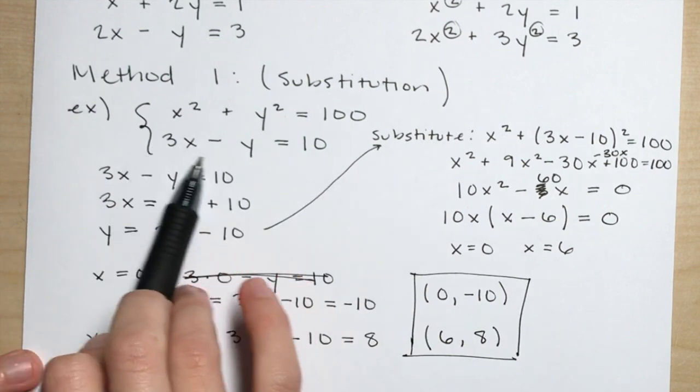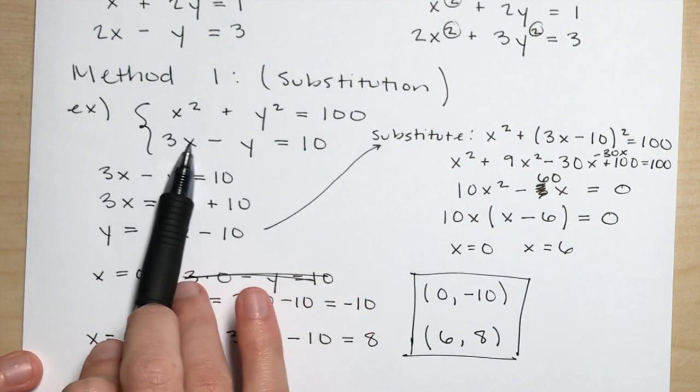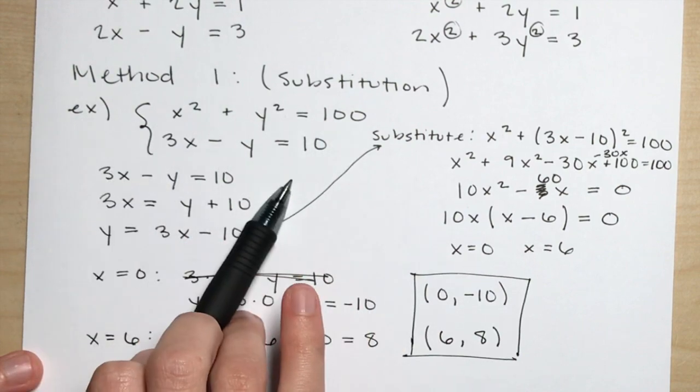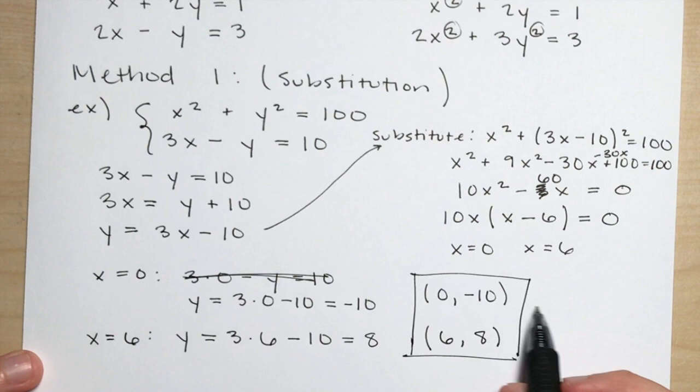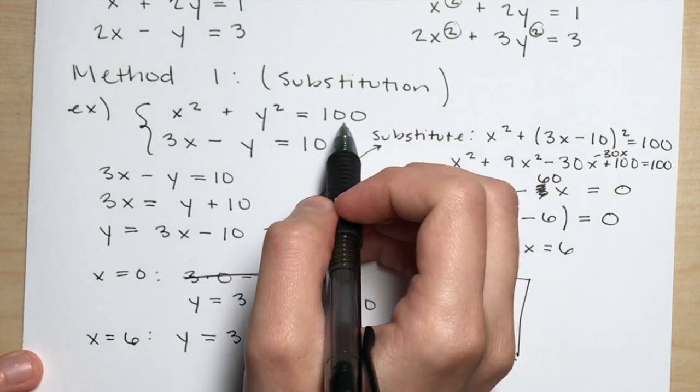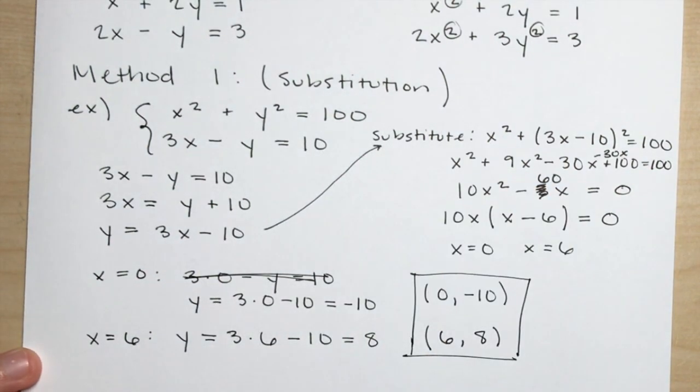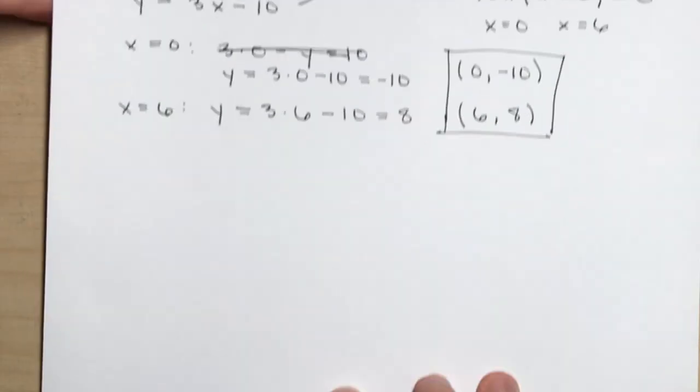If I plug into this one, it's going to give me the correct number that works for both. I may get an extra if I plug into this one. So these are my answers. I could plug in here. I would just need to check. All right, let's do another.